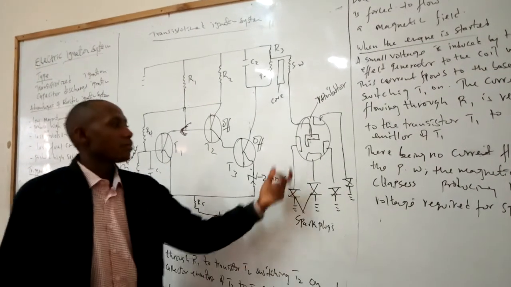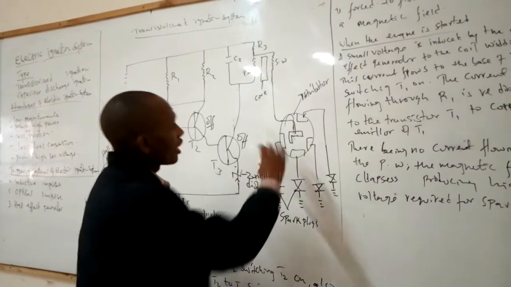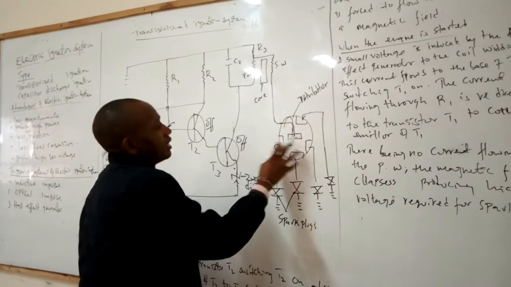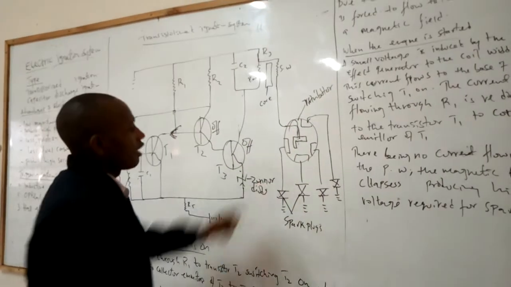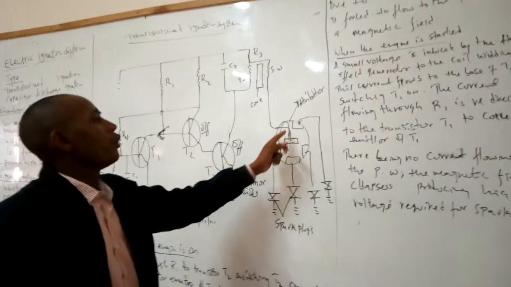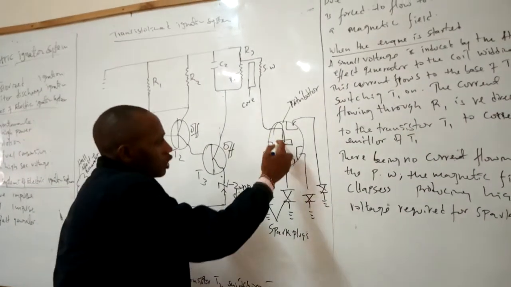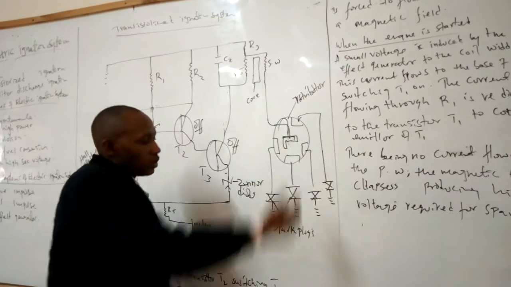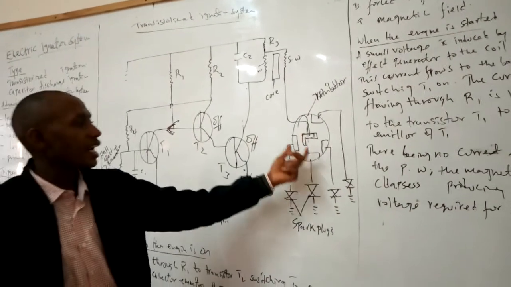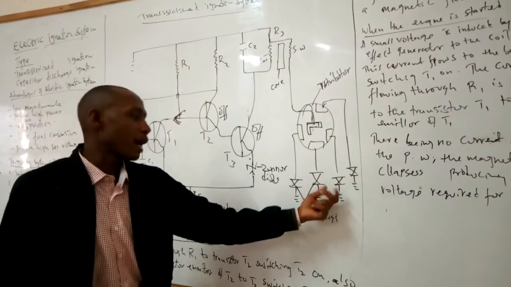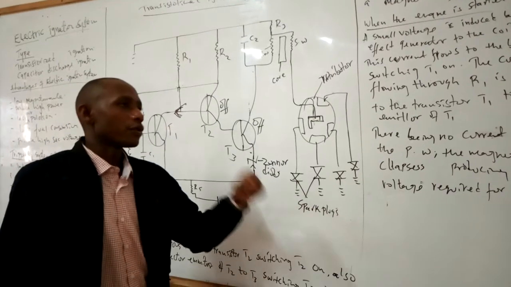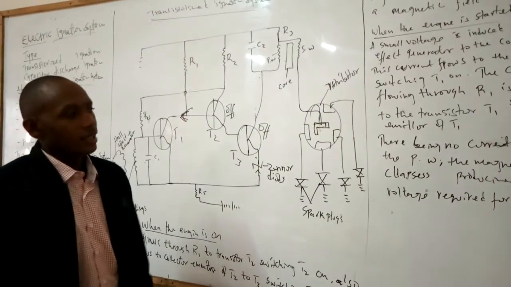Now, for the spark plug, in the distributor we have a rotor. As the rotor rotates, we will be able to take the current to the required spark plug. Then the spark plug will produce the sparks to each and every cylinder.